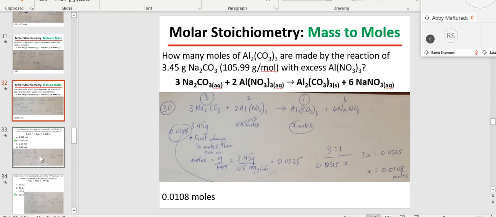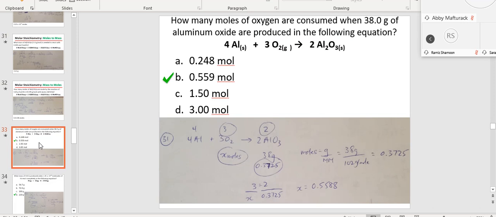There's another one, mass to mole, and the steps are all in there. I hope these aren't too bad. It's just a lot better if I'm there with you in front of the chalkboard. But how many moles of oxygen are consumed when 38 grams of aluminum oxide are produced?